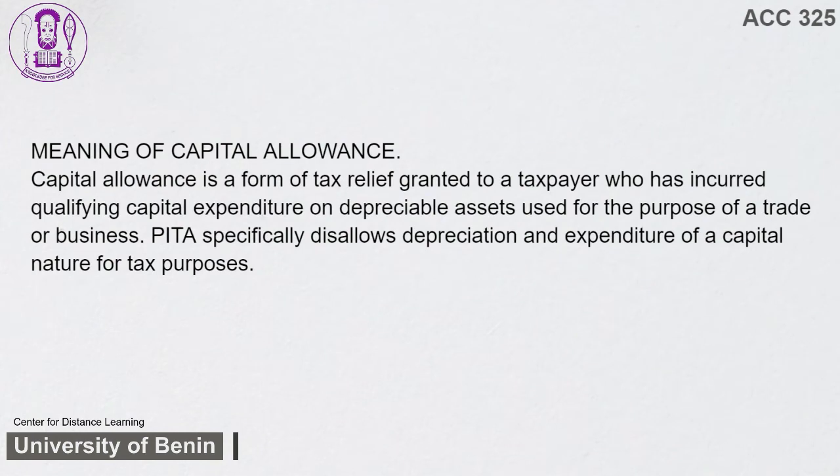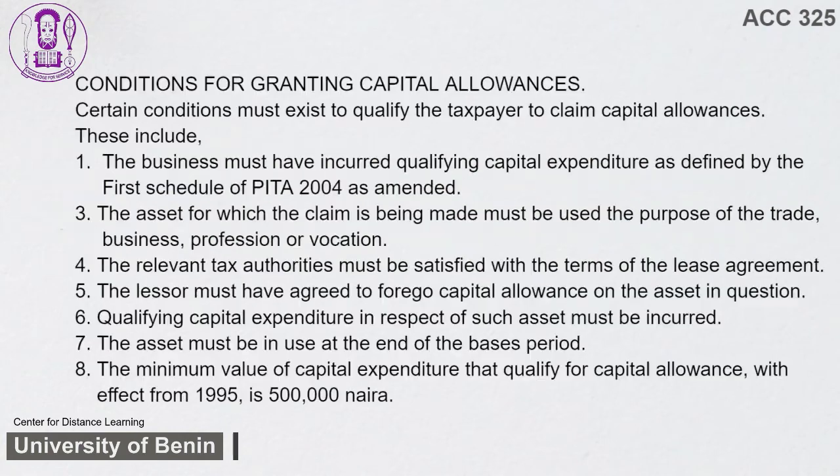Meaning of capital allowance. Capital allowance is a form of tax relief granted to a taxpayer who has incurred qualifying capital expenditure on depreciable assets used for the purpose of a trade or business. PITA specifically disallows depreciation and expenditure of a capital nature for tax purposes. Conditions for granting capital allowances. Certain conditions must exist to qualify the taxpayer to claim capital allowances.